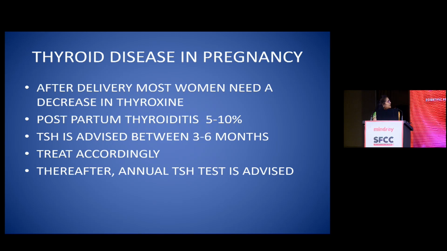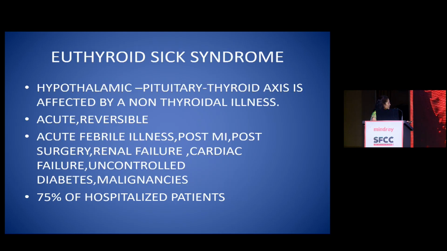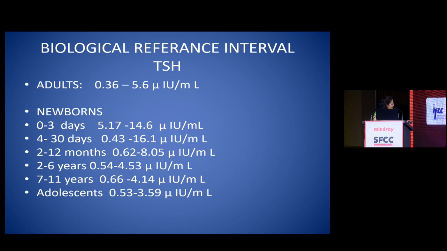After delivery, most women need a decrease in thyroxine. Postpartum thyroiditis is seen in almost 5 to 10%, and TSH is again advised between 3 to 6 months, and it is treated accordingly. Thereafter, annual testing is advised in pregnant women. We all know the normal ranges.